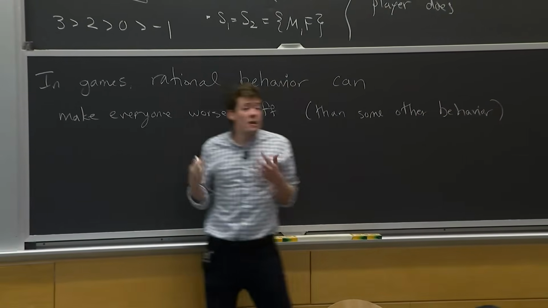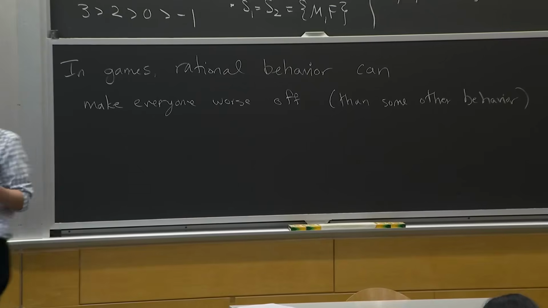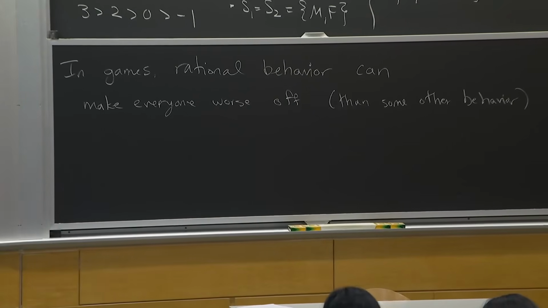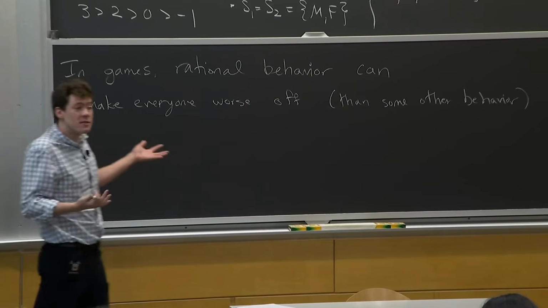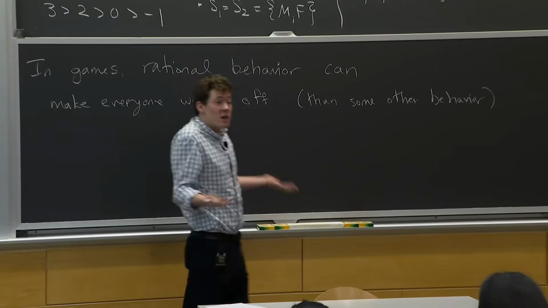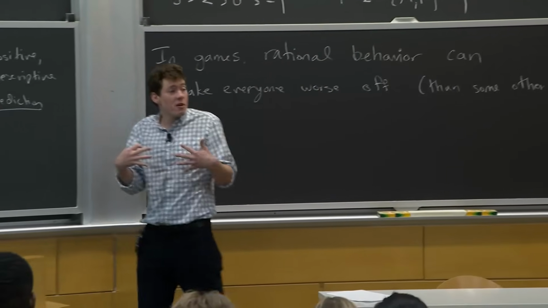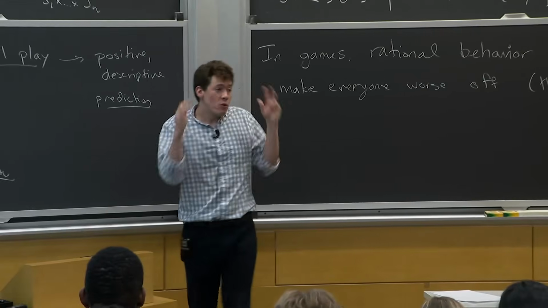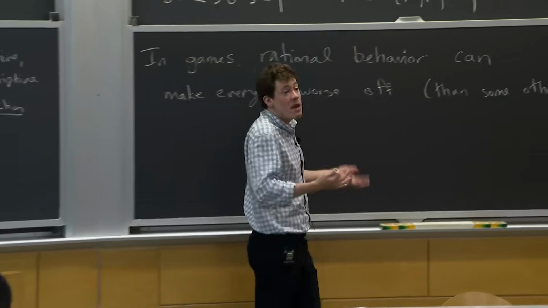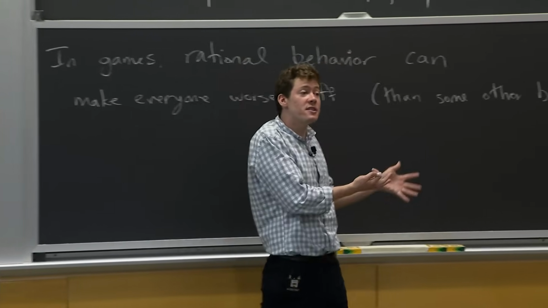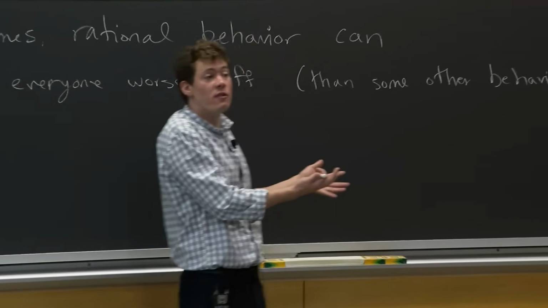And this is a novel implication or a novel feature of interactive decision making. In a single decision maker problem, this never happens. In a single agent problem, I just do what's best for me, and that gives me the best possible outcome. But with an interactive problem, even if we're both behaving, quote unquote, rationally, the outcome may be very bad for both of us and may be worse than a different outcome that would be feasible for both of us.